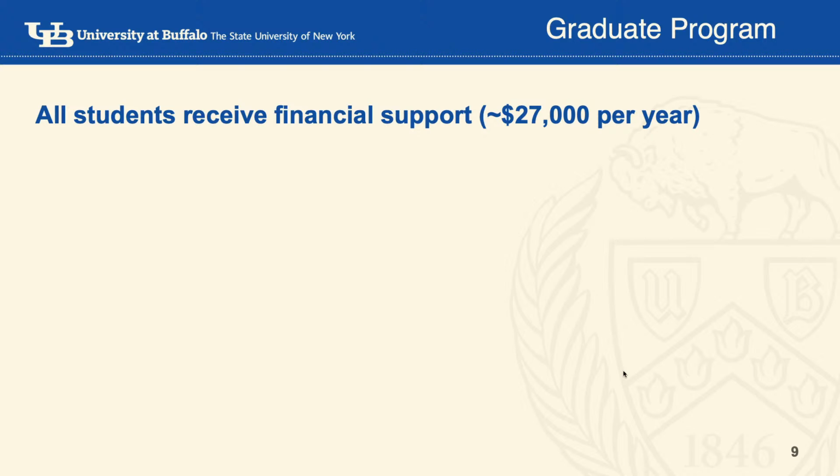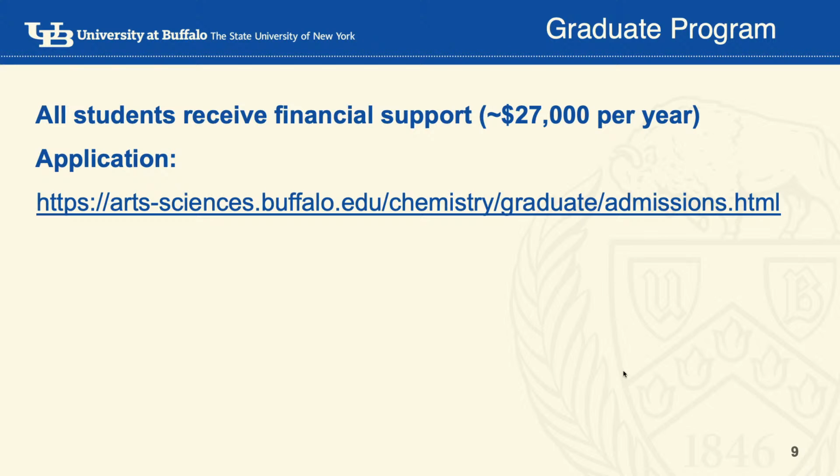All of our students are financially supported. Every student in our PhD program is supported through some grant, either a research assistantship, teaching assistantship, fellowship, or so on. The salaries are about $27,000, or could be higher if there is additional fellowship support. If you're interested in applying, this is the website. Basically, you can go to our departmental website, and the link will be there.